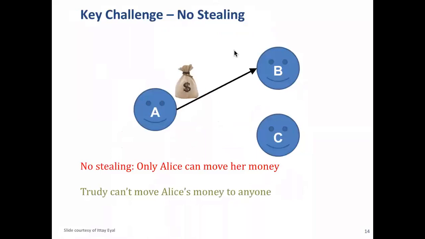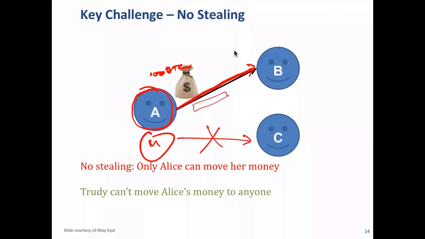The second challenge is no stealing. Alice has money, say for example 100 Bitcoin, and she has the right to send it to anybody. But Trudy or Mallory don't have the right to send Alice's money to somebody else. So if Mallory sends this money, with whatever identity the money has, to somebody else, this should not be allowed. It's my money, only I should be able to send it. It's not somebody else. So stealing should not be possible.